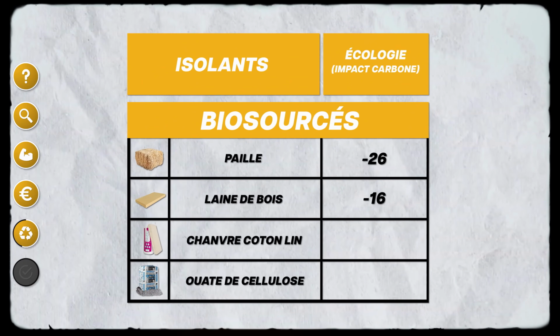For hemp, cotton, and flax, I couldn't find the exact number, but I imagine it must be between -20 and -5. If you manage to get more information about this, feel free to let me know in the comments. And for cellulose insulation, we have a carbon impact of 4. So for 1 square meter of cellulose insulation, we emit 4 kilos of CO2 into the atmosphere.